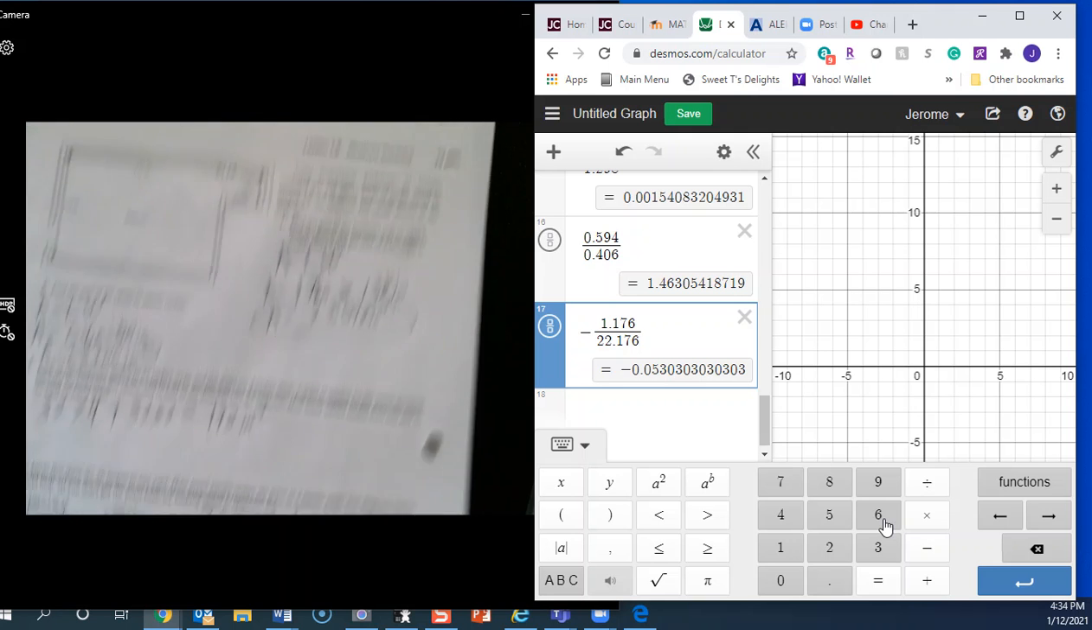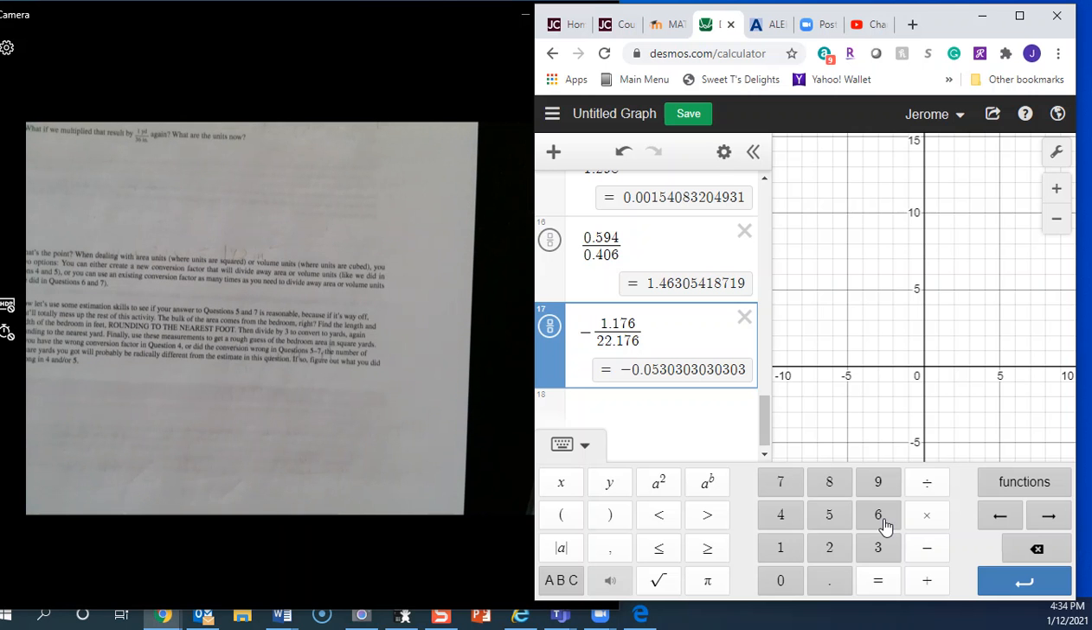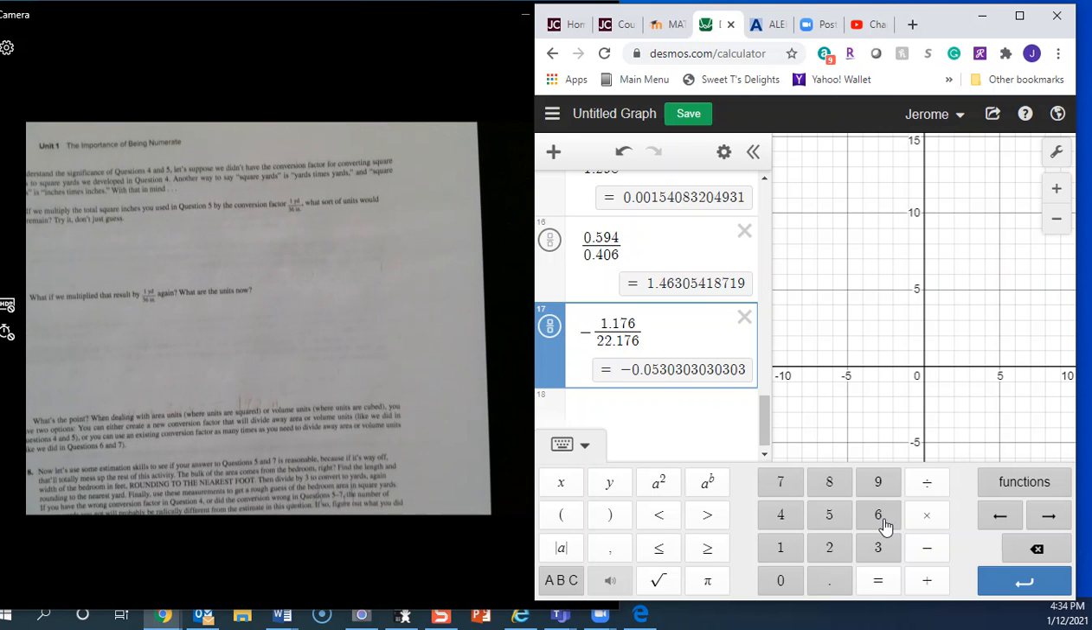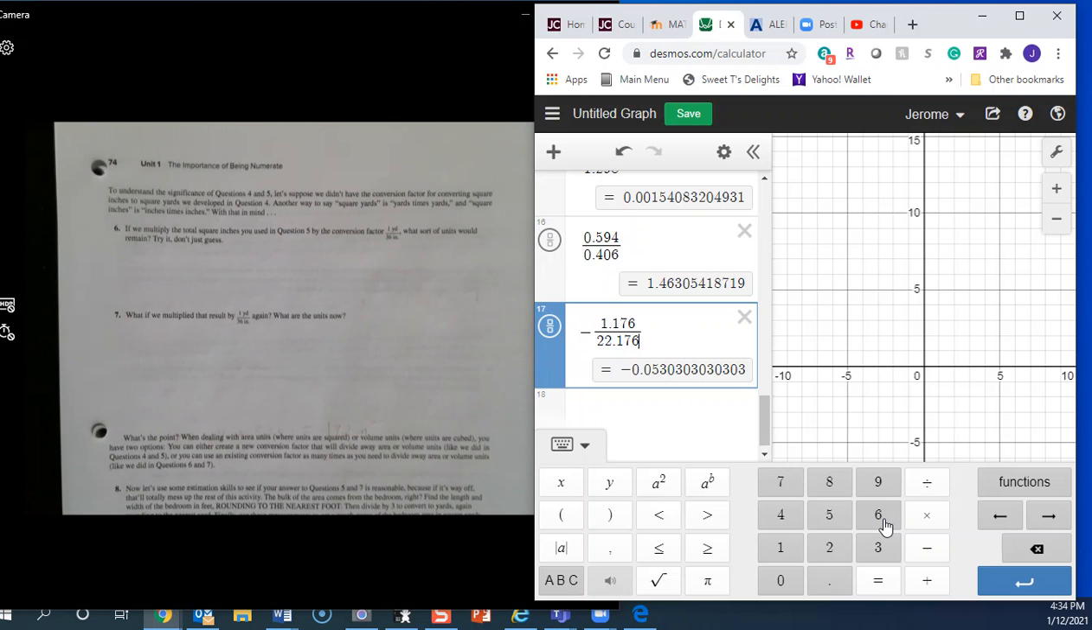Now, we move on to the next page for number 6. It says, if we multiply the total square inches you used in question 5 by the conversion factor, hold on one second.